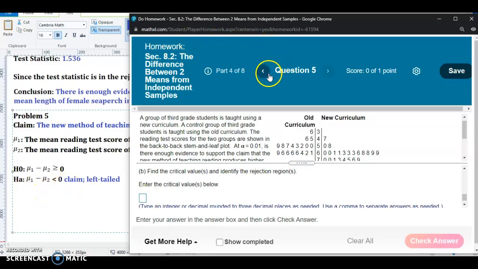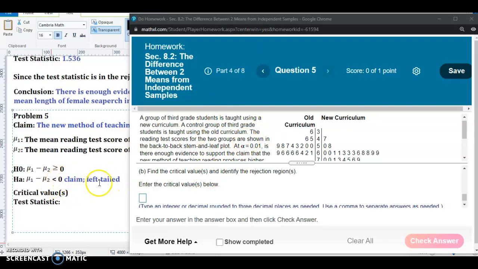So just like with the other examples we've done in the previous videos in section 8.2, we're going to find the critical values that are based on this level of significance. But now this is slightly different because in this problem we have a left tail test. In the two previous examples we did, those were two tail tests. So how we find that critical value is going to be slightly different.